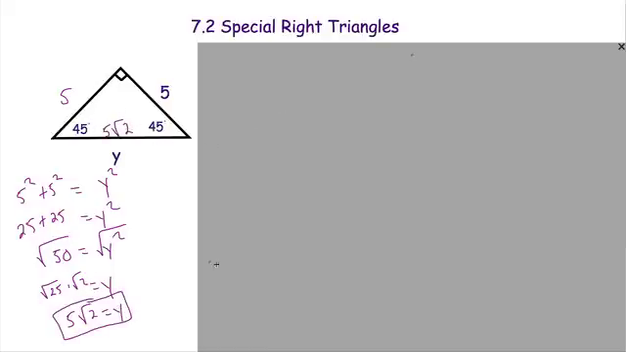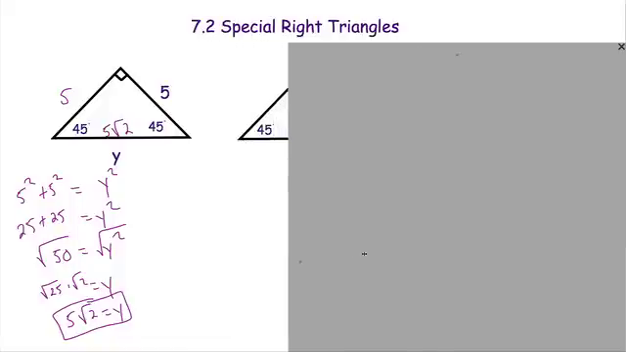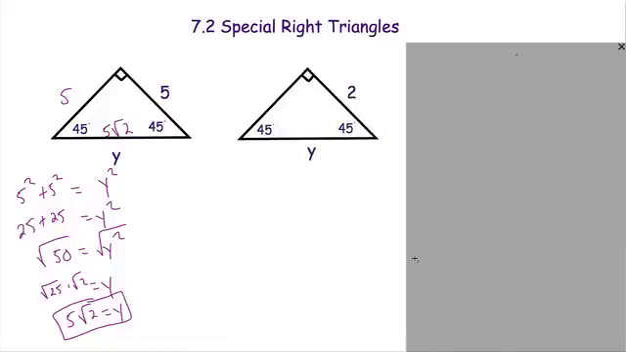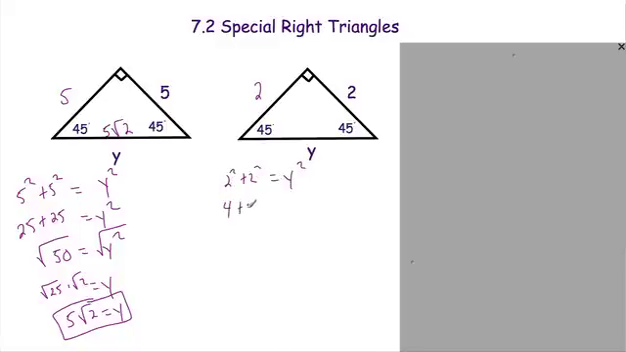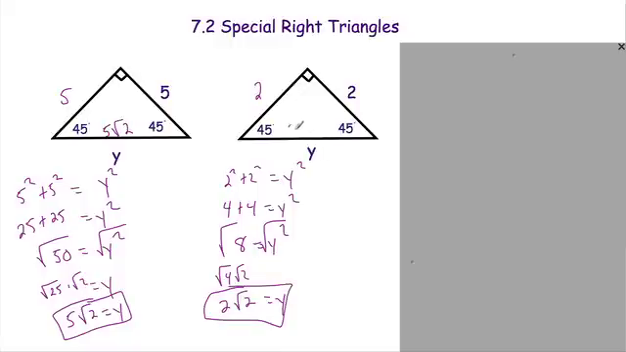Let's try another one. On this one, we know the side is 2, so this side is also 2. So 2 squared plus 2 squared equals y squared. So 4 plus 4 equals y squared, 8 equals y squared. Square root both sides, and I have the square root of 4 times the square root of 2. That's 2 radical 2 equals y. So this is 2 radical 2.